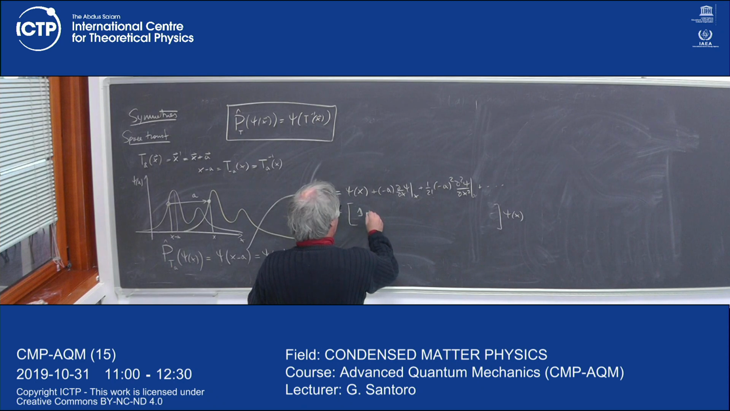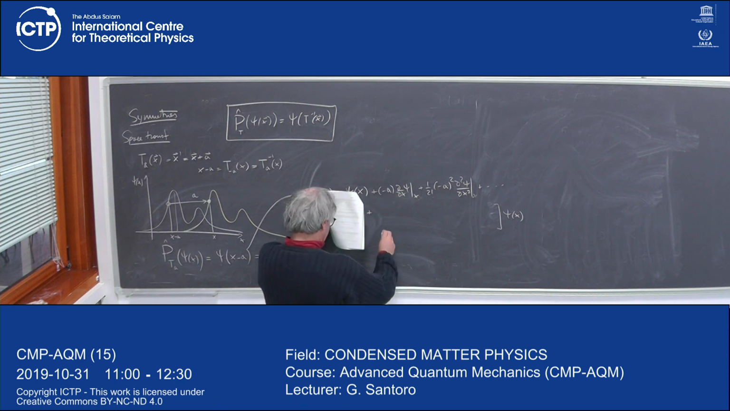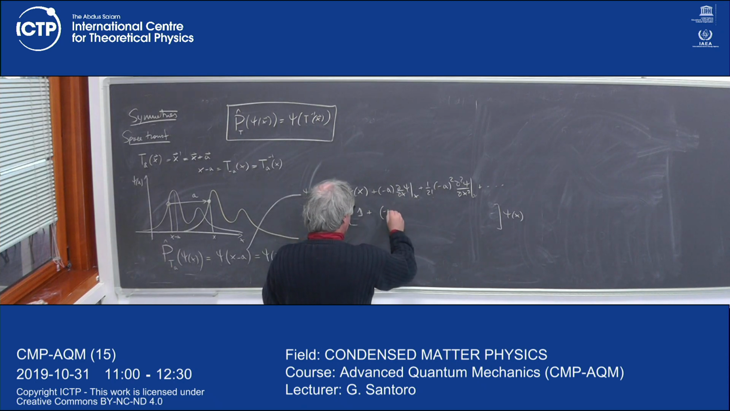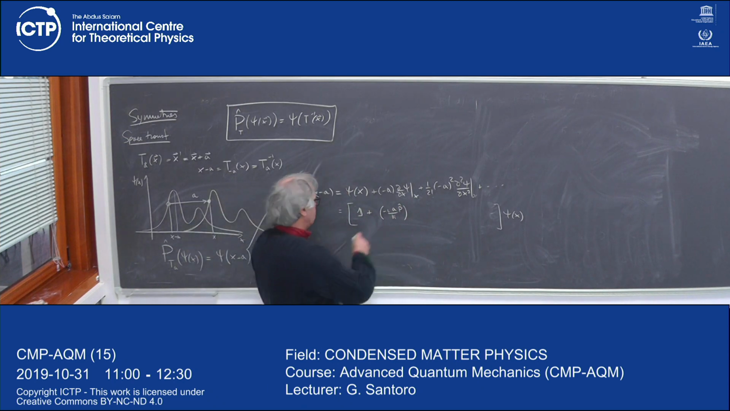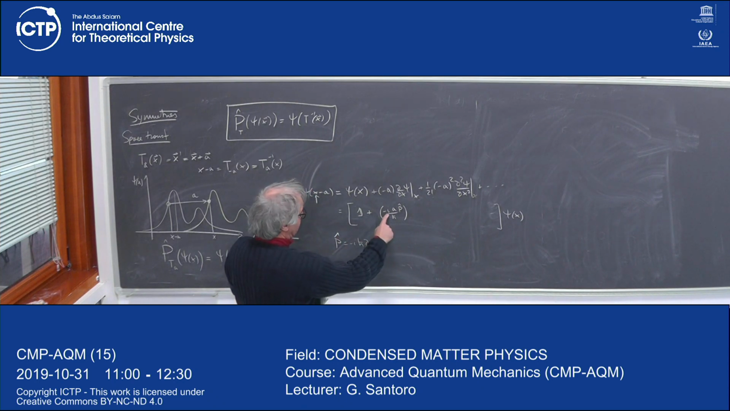Then I have plus the derivative, but the derivative I can write as minus i a, the momentum divided by h bar. Do we agree on this? Because remember that p is equal to minus i h bar times the derivative. If I multiply by minus i times a, I get exactly this minus a here. The h bar goes with that, right? So you agree on that.